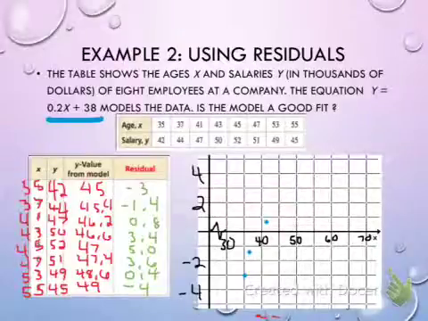Then we've got 43 and 3.4. And going to continue plotting these points. So after plotting all of these points, you might notice that the residual points form kind of an upside down U-shaped pattern. This suggests the data are not linear. So the equation y equals 0.2x plus 38 does not model the data very well.